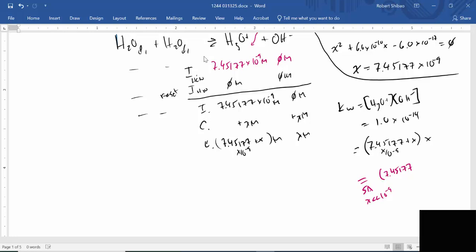So it's going to be 7.45177 times 10 to the minus 9 times x. And therefore x, it's such a fast calculation, that's why. It's going to be 1 times 10 to the minus 14 divided by 7.45177 times 10 to the minus 9.